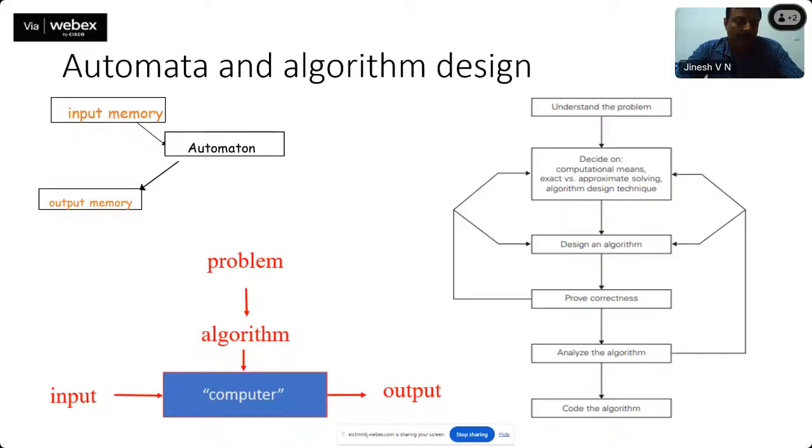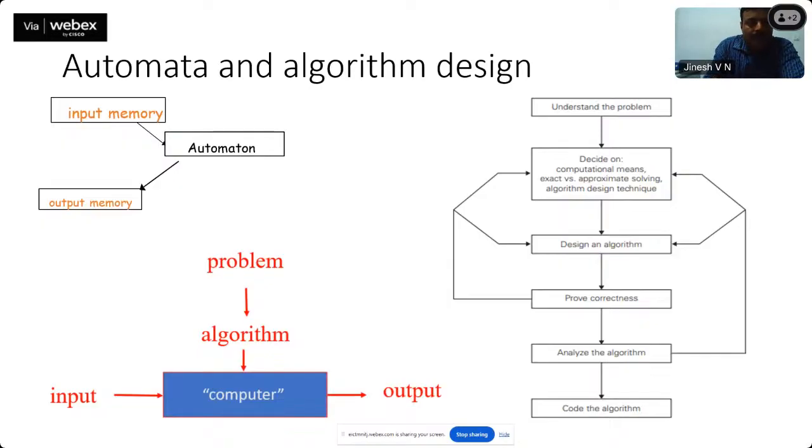You may get a solution, but if it is worse, then we will not follow it. So we need to analyze. Once the analysis gives a better result, we'll go for writing the program, or the code, the algorithm, for implementation purposes. This is the normal procedure we follow to design any kind of algorithm.